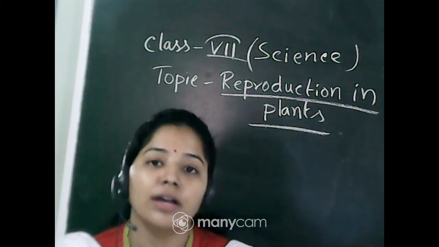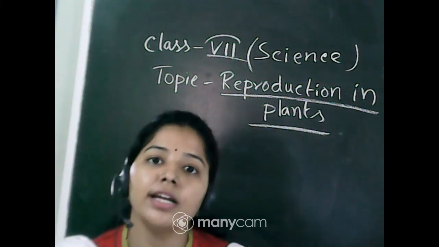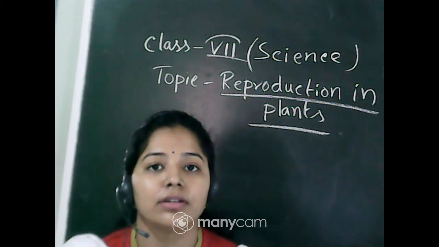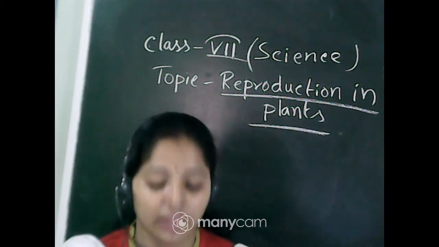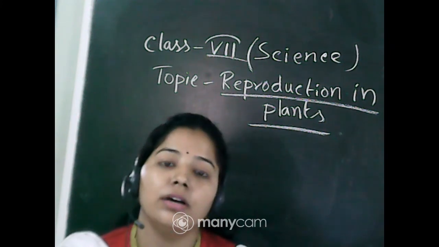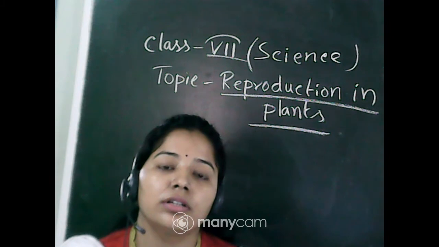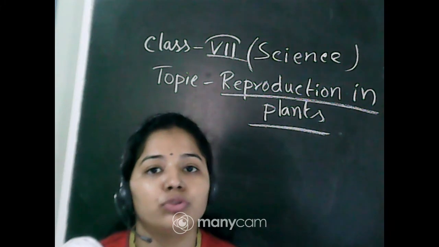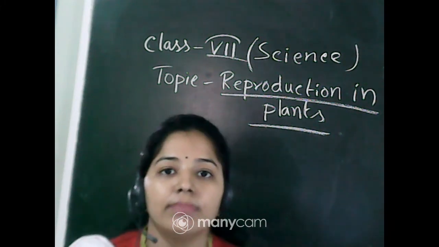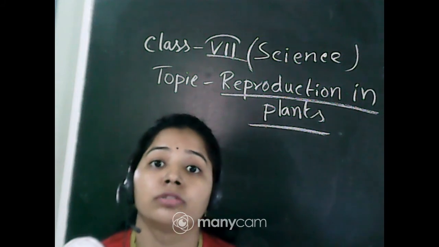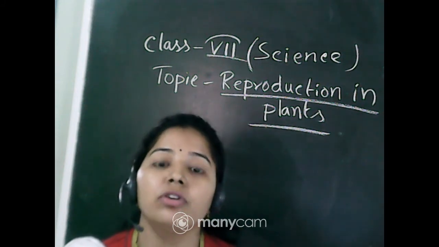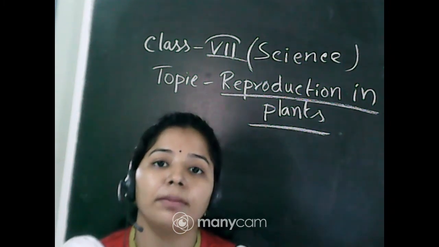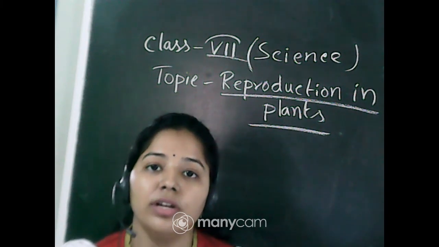Now we come to the modes of reproduction. There are mainly two kinds of reproduction that take place in organisms. One is the sexual mode of reproduction, another is the asexual mode of reproduction. First I want to tell you one thing: in sexual reproduction there is involvement of two gametes, one male gamete and another female gamete. But in asexual reproduction there is no involvement of such gamete cells, so only one parent is involved.